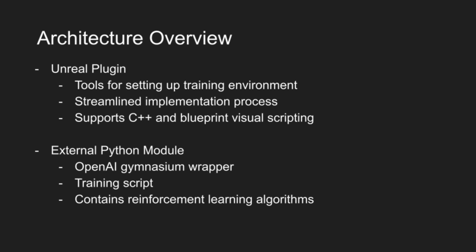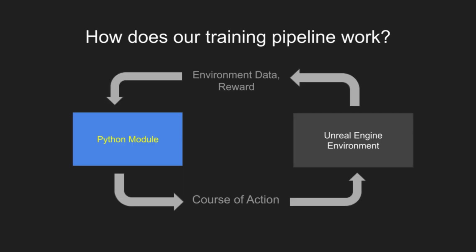Really quickly, let's go over the architecture. The library is split into two parts: an external Python module, which contains our training algorithm and script, and an Unreal plugin, which will help us set up the training environment inside the Unreal editor. The parts communicate via a TCP tunnel, but you don't have to worry about it, as the library handles all the underlying details. Your main concern will be implementing the classes and methods given in the Unreal plugin to create the training environment. The Unreal plugin supports both C++ and visual scripting, so don't be afraid to continue even if you don't have any prior programming experience.